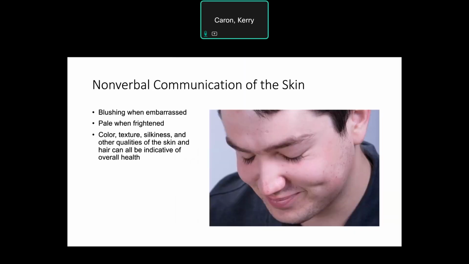So nonverbal things our skin does kind of as a side gig is it blushes when embarrassed. Remember, that's from the dermal layer because that has capillaries. It gets pale when frightened. And our color, our texture, our silkiness, other qualities of our skin and hair indicate overall health. We can look at someone's skin and hair and learn some things about their health.